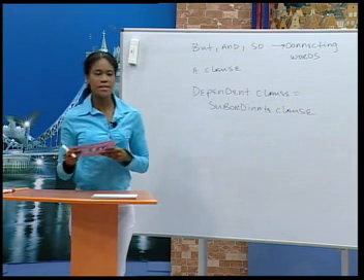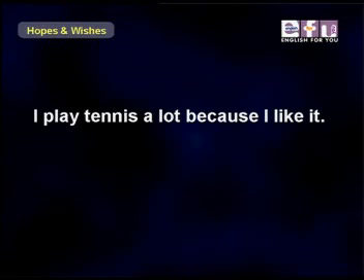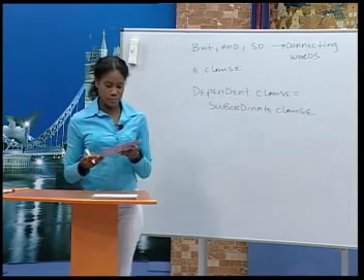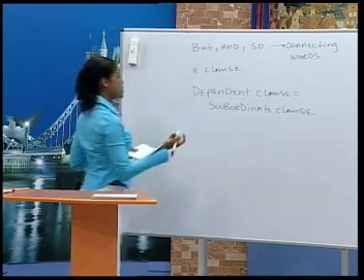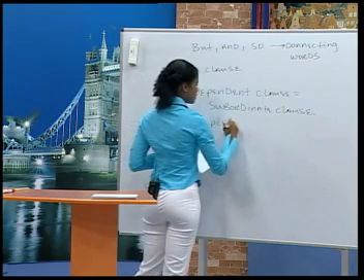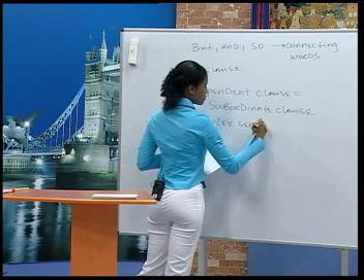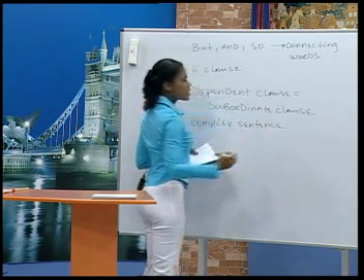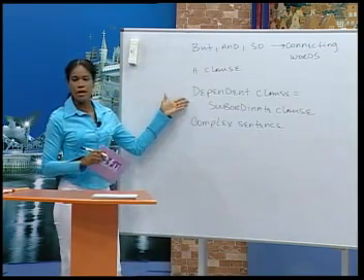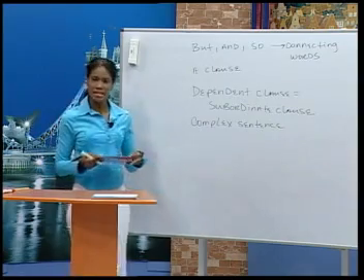Okay, let's look at the sentence. I play tennis a lot because I like it. Okay, now it makes sense. Now it's a complete sentence. This kind of sentence is called a complex sentence. So a complex sentence has a dependent or subordinate clause plus a main clause.